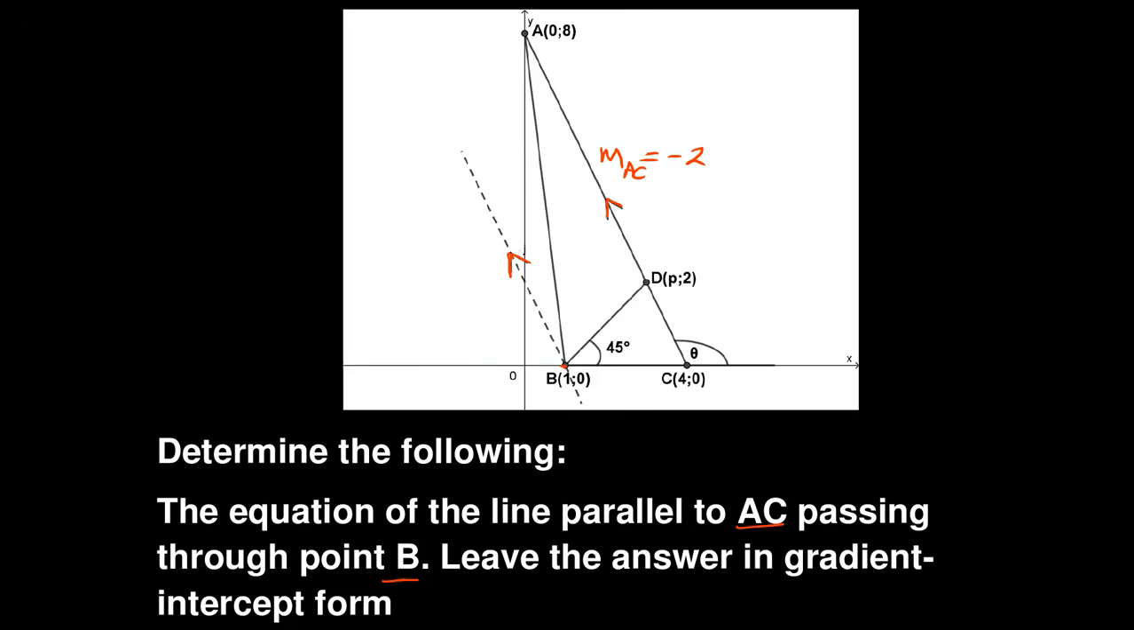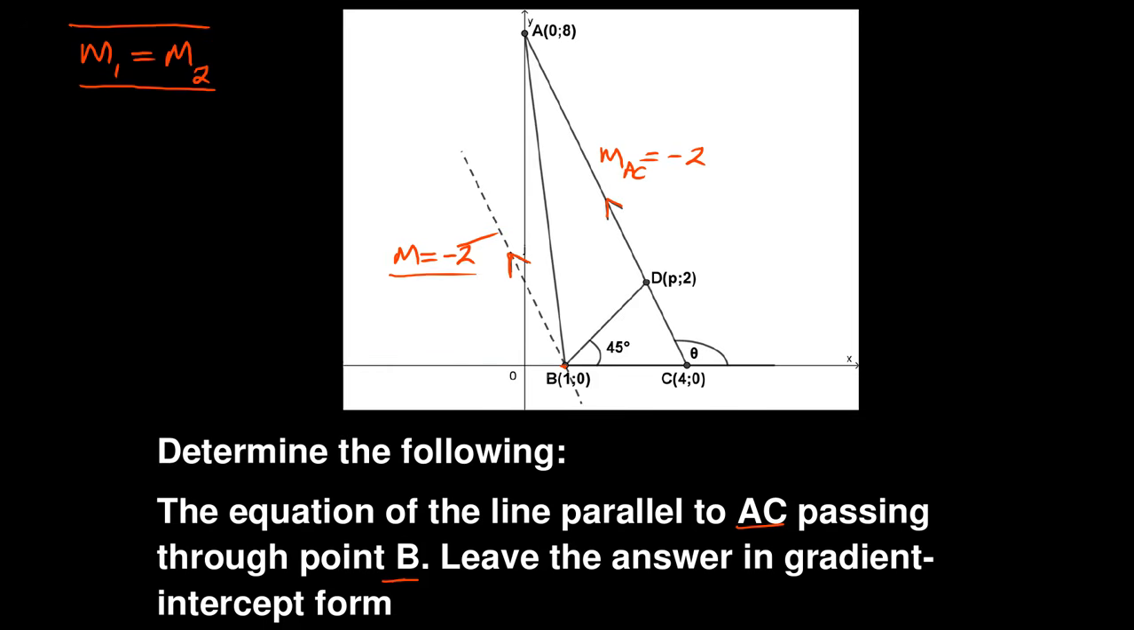Now there is a statement which says gradients of parallel lines are equal. So the gradient of line 1 is equal to the gradient of line 2. Or in other words, parallel lines have the same gradient. So if I know the gradient of line AC as -2, I will also know the gradient of that line as m is also equal to -2.